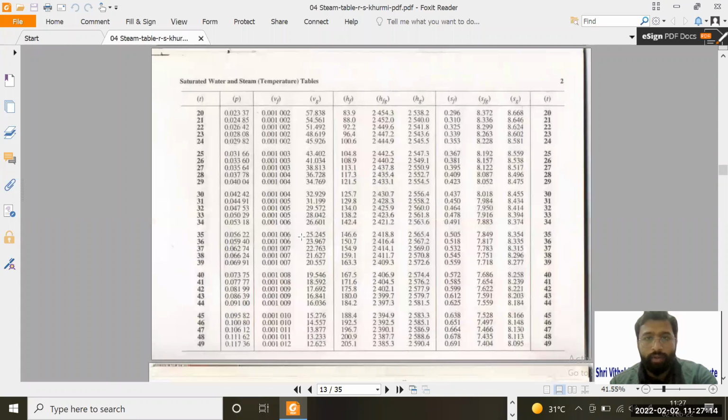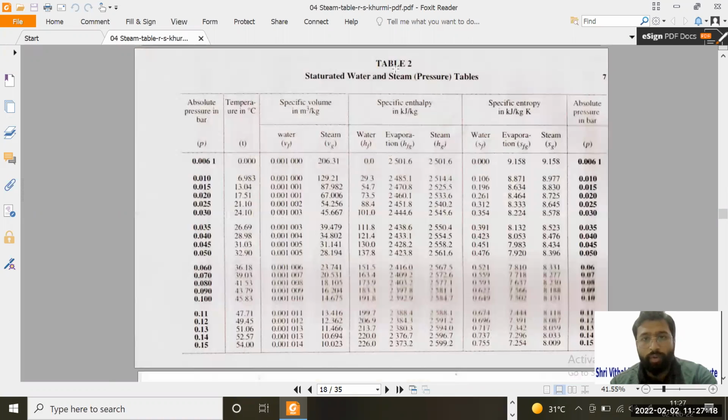Now, if you go further in the steam table, we have pressure tables. So here comes table number 2, that is the pressure tables. Here in the first column, we have pressures in bar. Corresponding, you have saturation temperatures. Corresponding, you have other properties.